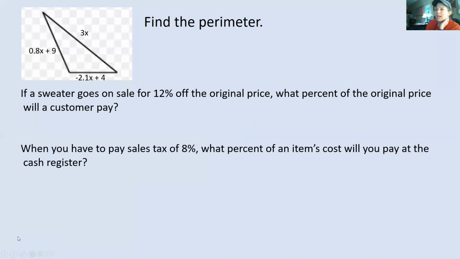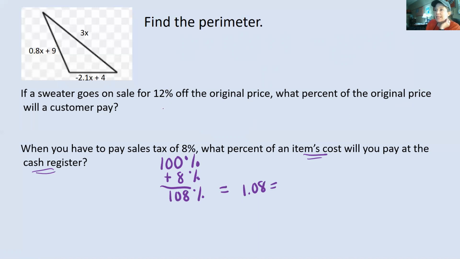When you have to pay a sales tax of 8%, what percent of an item's cost will you pay at the cash register? So let's say you bought a candy bar and the candy bar is $2. Well, they're going to charge you 100% of that price plus 8% more. So when you get to the cash register, are you paying only 100% of the price? No, you're paying 108% of the price, right? So you take the item price and you multiply it by 1.08, and that will be the total price with sales tax.